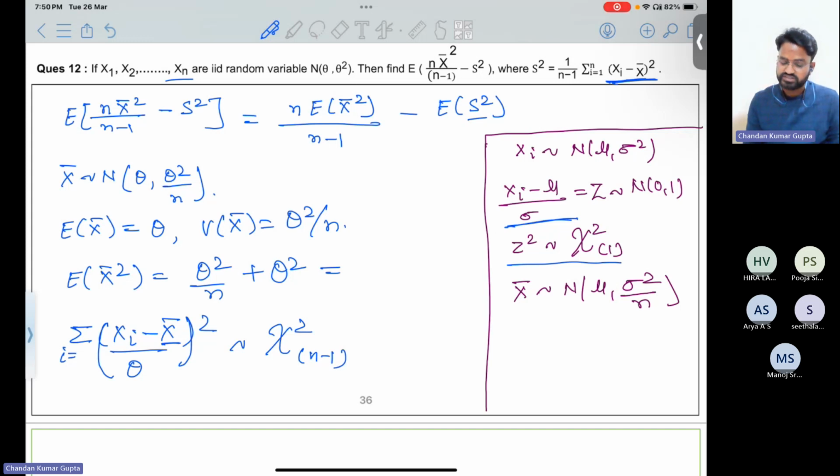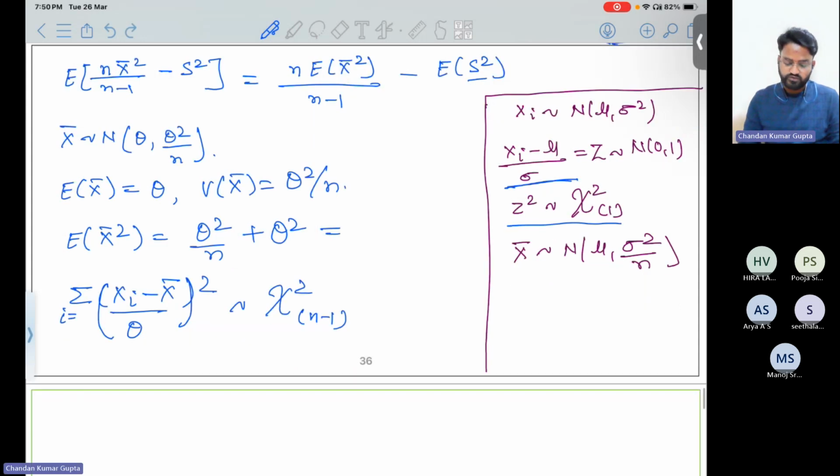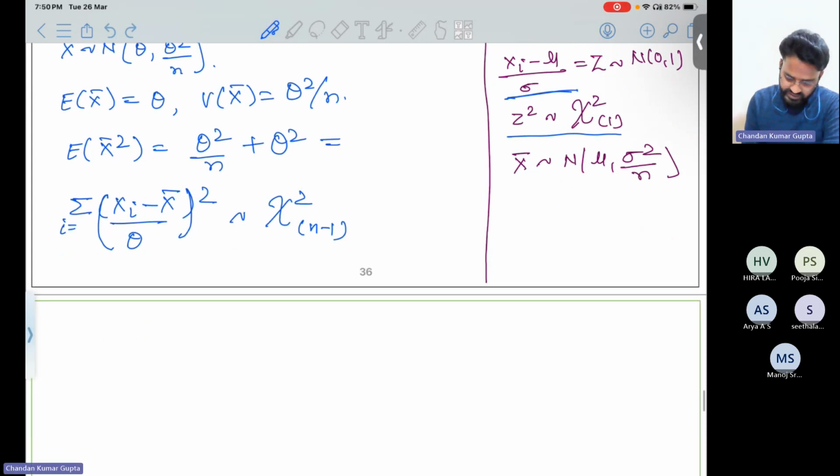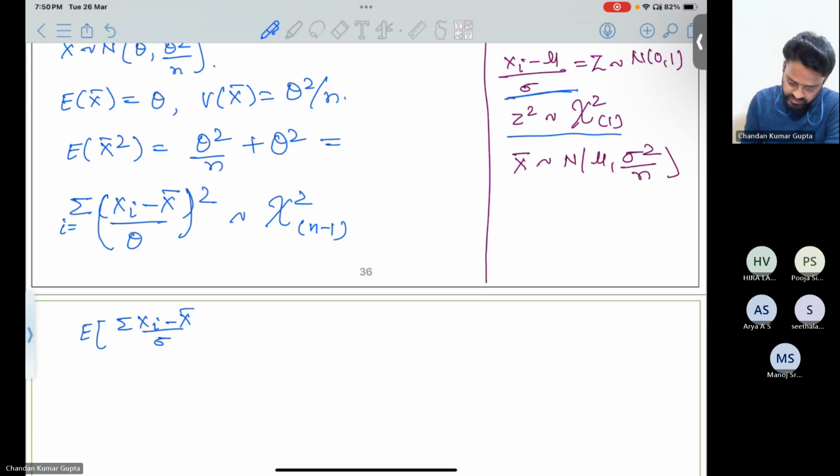Since it is x bar, which is a sample value, we lose one degree of freedom. So it follows chi square with n minus 1 degrees of freedom. So that is the expected value of summation of xi minus x bar upon theta square.